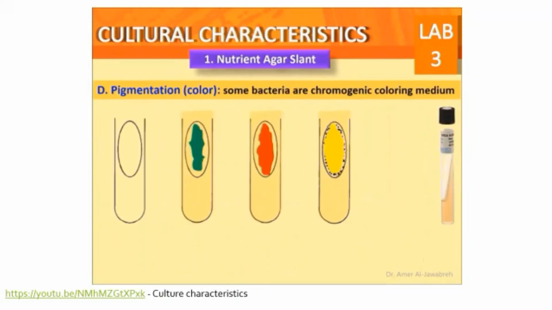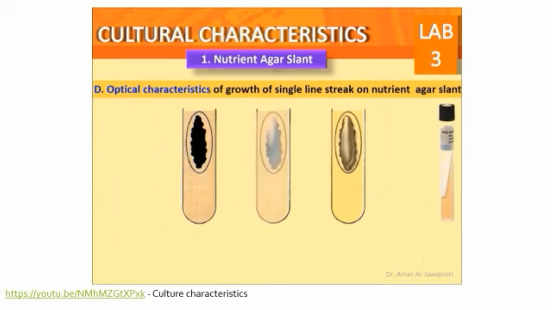Pigmentation: some bacteria are chromogenic and produce color in the medium, such as green, red, or yellow. Optical characteristics of the growth of a single line streak on a nutrient agar slant.